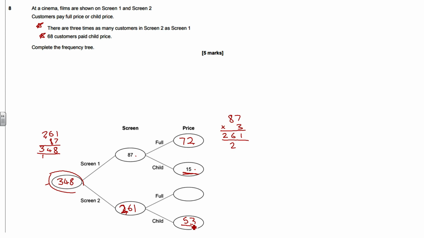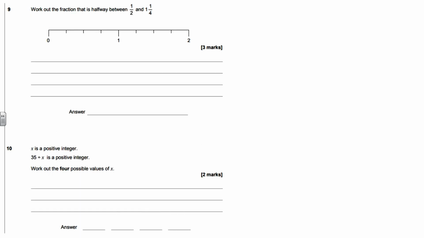Now, 261, 53, the number that's missing to make 261 from 53 is the full price payers. So if we think we need to add 8 to get to 61, and then another 200 to get 208, that's that question all sorted and done. Lots of marks, but if you think through it, not the most horrible question either.